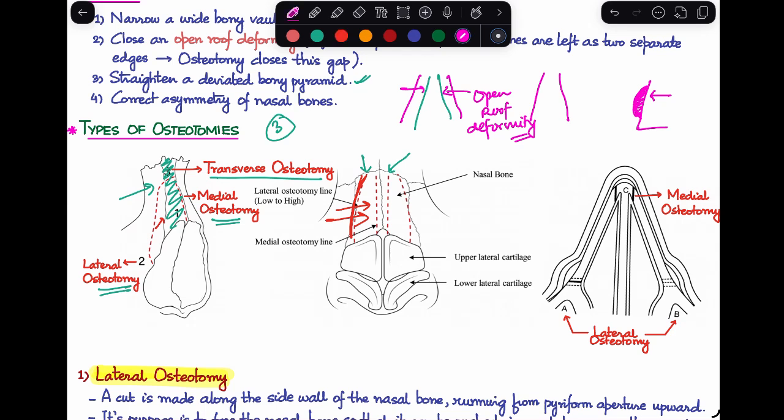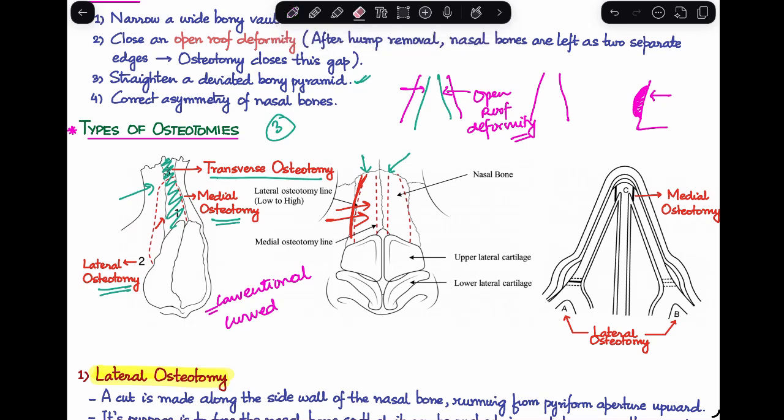So we have, first of all, it can either be conventional or it can be a curved type. Now, conventional type is the most classic, most basic technique that we usually use. Here we give a very straight cut like you can see over here, and this straight cut is directed from the piriform aperture upwards along the nasal bone. So this is a conventional cut.